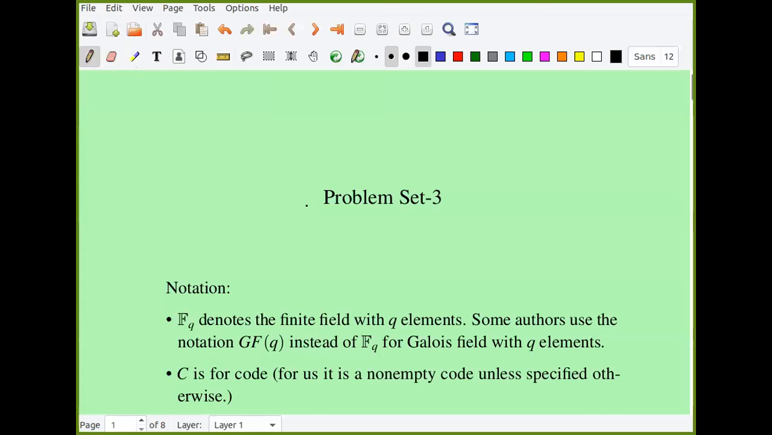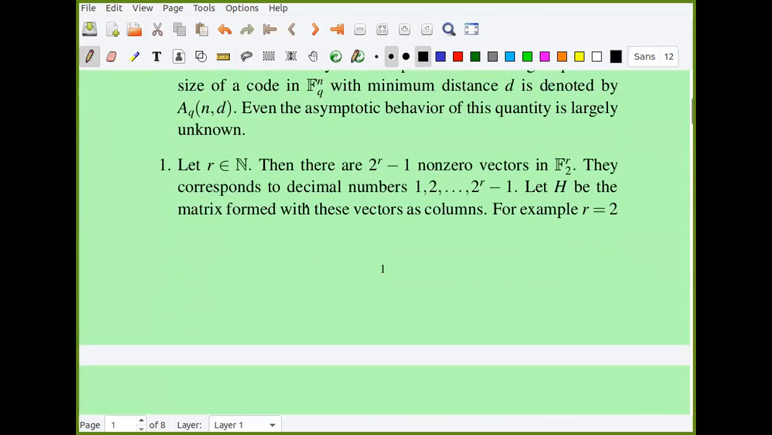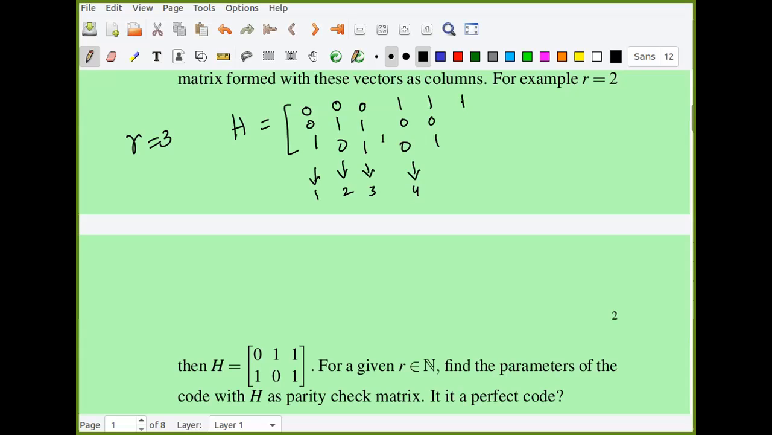Okay. So when I take r equal to 3 in this particular problem, then my H becomes 0, 0, 1, 0, 1, 0, 0, 1, 1, 1, 0, 0. Like that, I'm taking all non-zero vectors. So this is 1, this is 2 in decimal representation, this is 3, and this is 4, right? And 5, 6, 7, right?